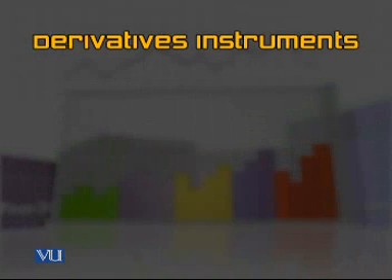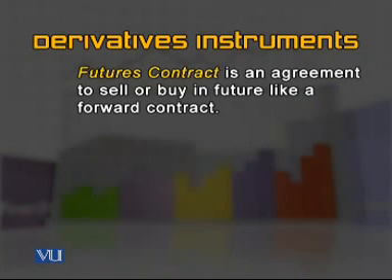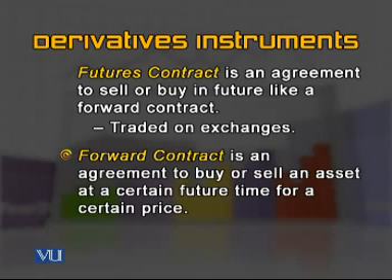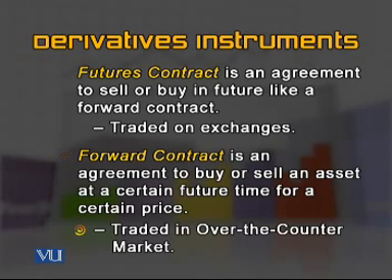There are a number of instruments in the derivatives market, things like futures and forwards and options and swaps. But futures is an agreement to sell or buy in the future, just like a forwards contract. They are traded on exchanges. A forward contract would be an agreement to buy or sell an asset at a certain future time for a certain price, but are traded over the counter. So, a forward is traded on the OTC market, a future is traded on the exchange, which makes a lot of difference. The exchange-traded product being safer, the over-the-counter product being much riskier to handle because of settlement issues if they come up.